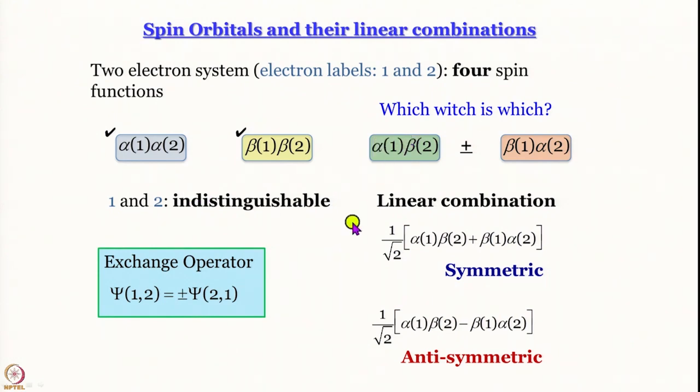But we cannot write alpha 1 beta 2 or beta 1 alpha 2, because you do not know whether it is 1 or 2 that has alpha spin. You do not know whether it is 2 or 1 that has beta spin. So, you must take linear combinations, and linear combinations can be taken in 2 ways, symmetric with respect to exchange and antisymmetric with respect to exchange, symmetric or antisymmetric with respect to the exchange operator.